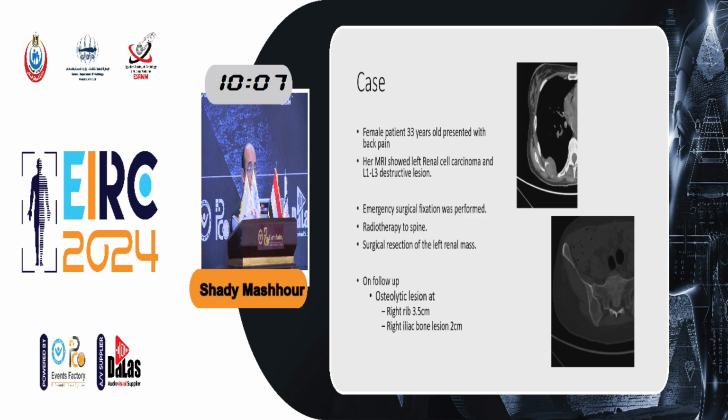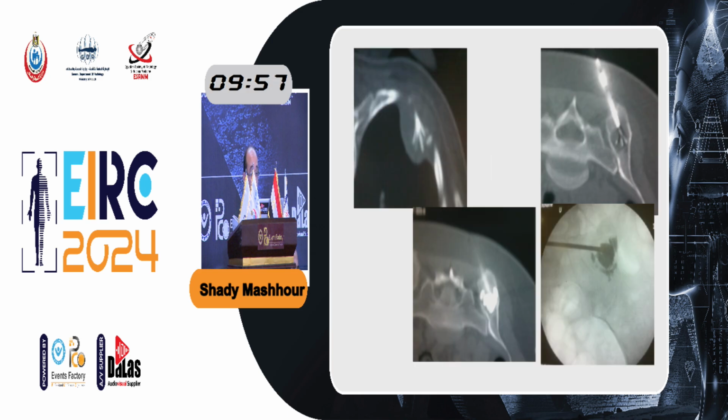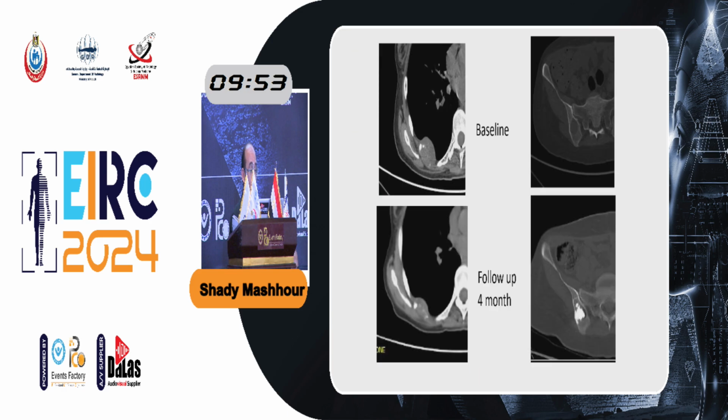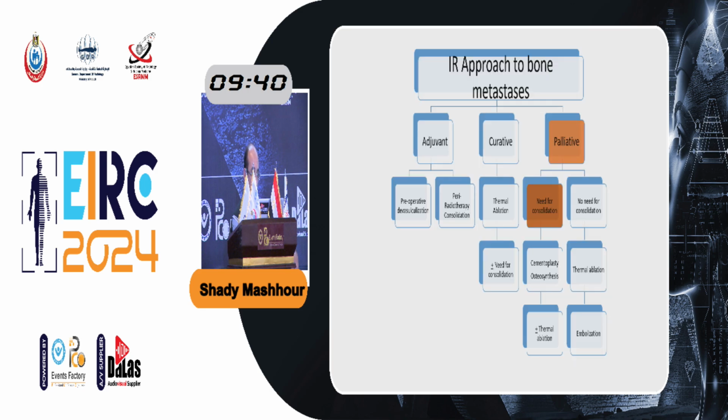This is a case which fortunately had 2 lesions from renal cell carcinoma, one in the rib and another one in the iliac bone. We went to perform radiofrequency ablation for both, and then we injected cement in the iliac bone. This is the baseline, showing a lesion, and then it regressed after follow-up for 4 months. And this is the other lesion being filled by cement with the sclerotic margin, denoting good ablation or control.